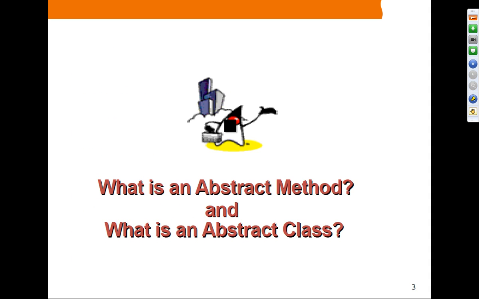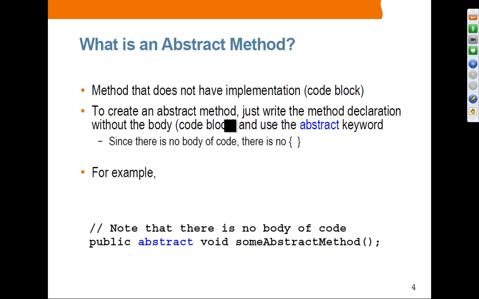So let's talk about abstract method and abstract class first. So what is an abstract method? An abstract method is a method that does not have a code block, meaning it doesn't have implementation code. Okay, so in order to declare an abstract method, you are going to use the abstract keyword without any code block, meaning without any curly brace like this.